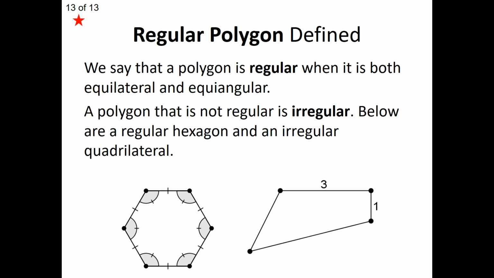So down below we have an example of a regular hexagon. It's a six-sided polygon. Regular hexagon. All six sides are equal. All six angles are equal. We make good use of those hash marks. But then to the right of that, we have a diagram of an irregular polygon. I can already tell that these two sides given here are not the same length, so it's not equilateral, which then means it cannot be regular. So we call that an irregular polygon.